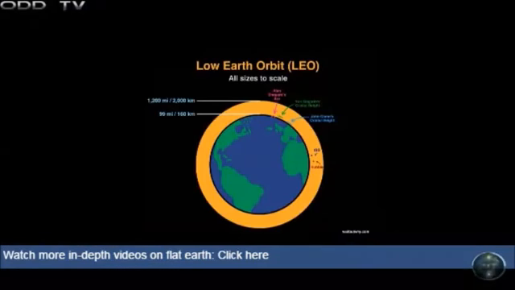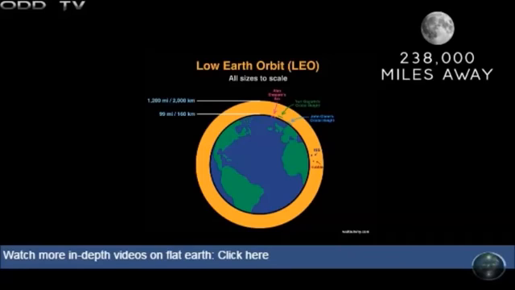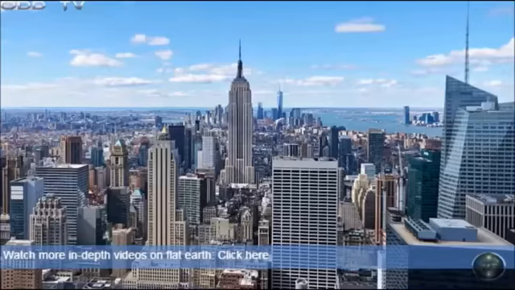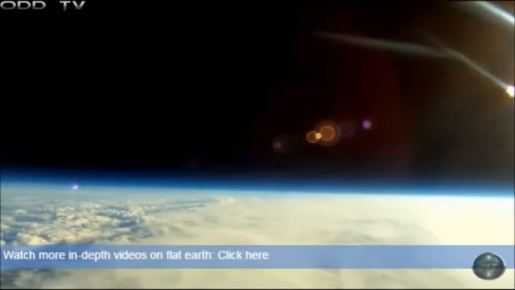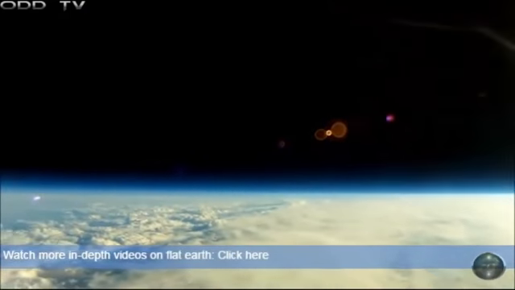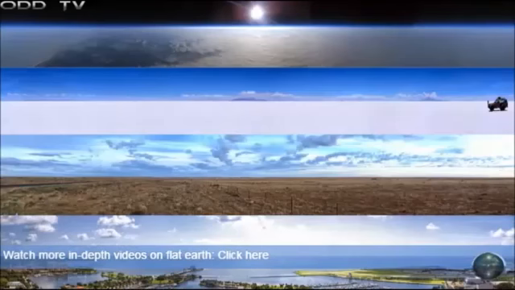On numerous occasions, NASA admits that we can't go beyond low Earth orbit, which is between 99 miles and 1,200 miles away. The interesting thing is that the moon is said to be 238,000 miles away, which is a difference of 236,800 miles. A building, a mountain, a hot air balloon, an airplane, or looking at high-altitude amateur balloon footage, the horizon never fails to rise right to your eyes.